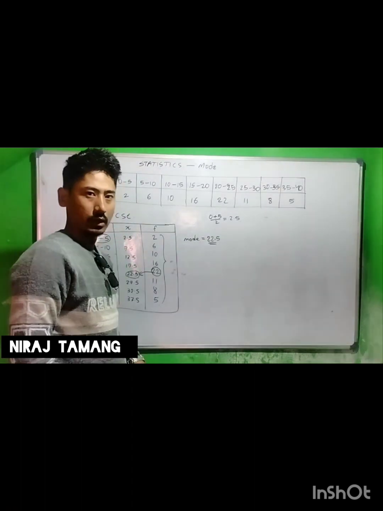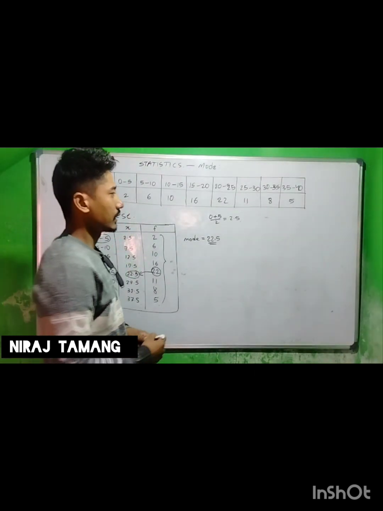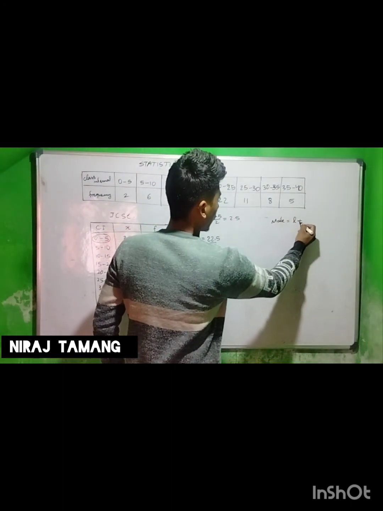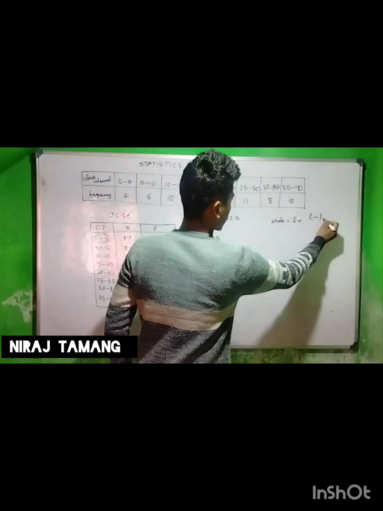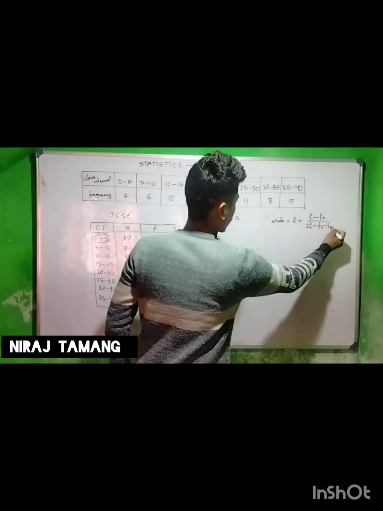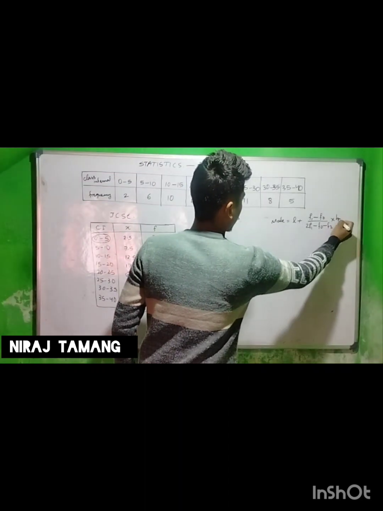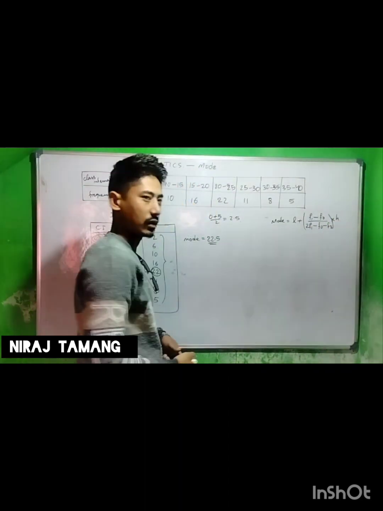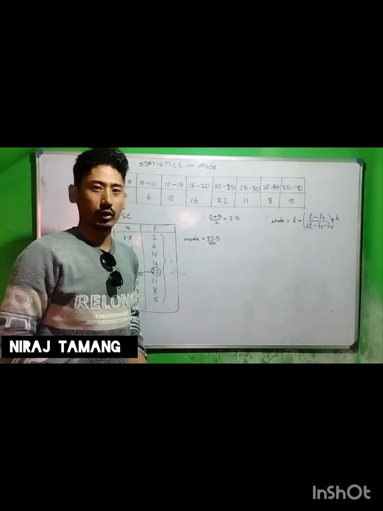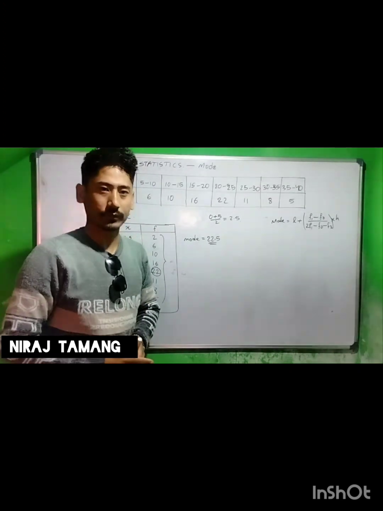But in Madhyamik, we have a different formula to find the mode. That formula is L plus (F1 minus F0) over (2F1 minus F0 minus F2) into H. So this is quite a complicated formula, right? Let's see how to find the mode for the Madhyamik examination.